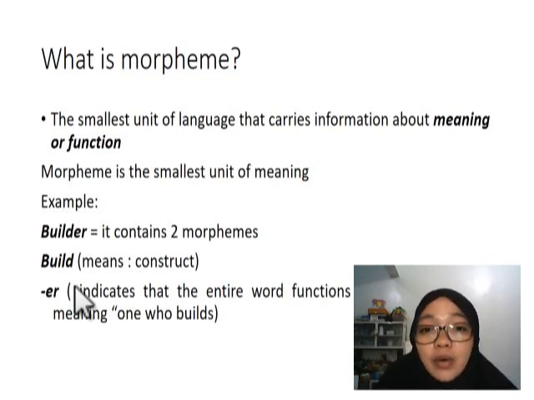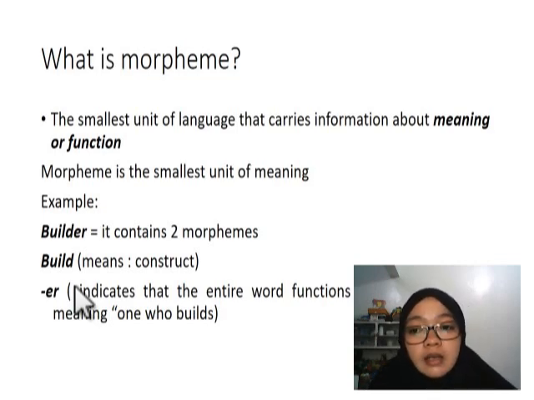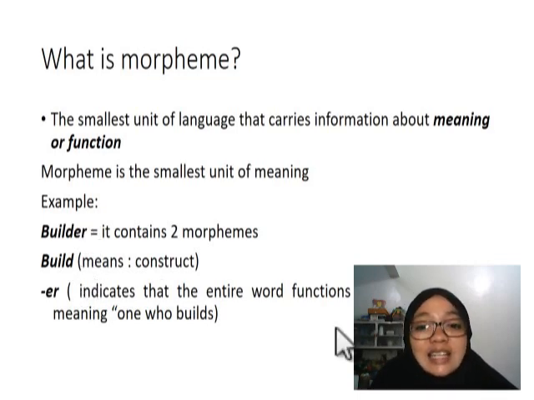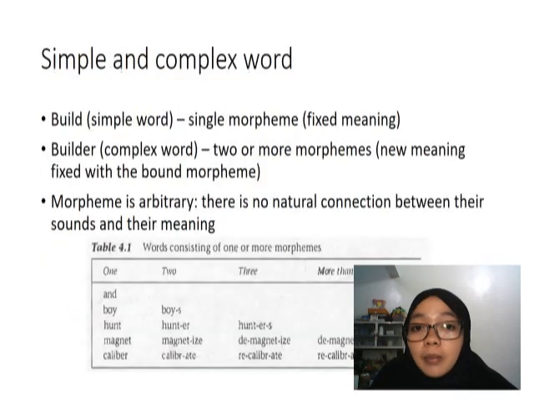When it is separated without any attachment to a word, it has no function. It is just simply er, no function. But if we attach this er to the other, appropriate word, it changes the meaning. Okay, you got the point for this one? We have builder and we have build. So it leads to simple and complex word.